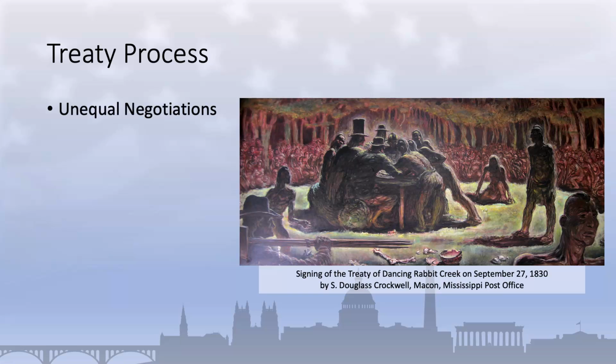Treaty negotiations were often conducted in a manner that favored the U.S. government and disregarded the interests and perspectives of indigenous peoples. U.S. negotiators frequently relied on intimidation, deception, or bribery to secure the cession of indigenous lands. Even when treaties were signed, the U.S. government frequently failed to uphold its promises, violating treaty provisions and disregarding the rights of indigenous peoples.